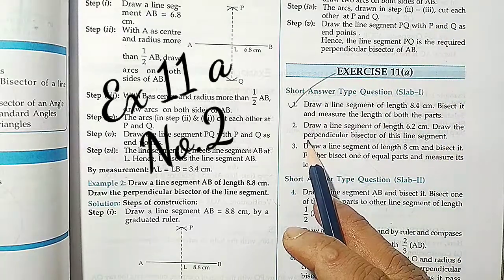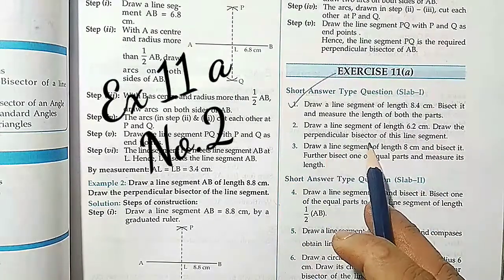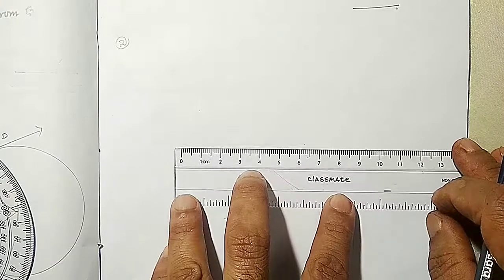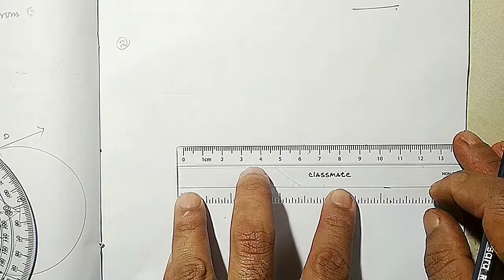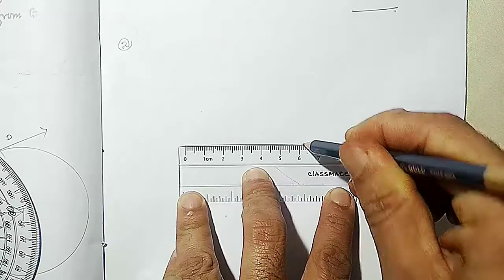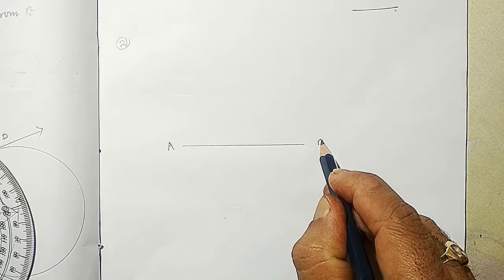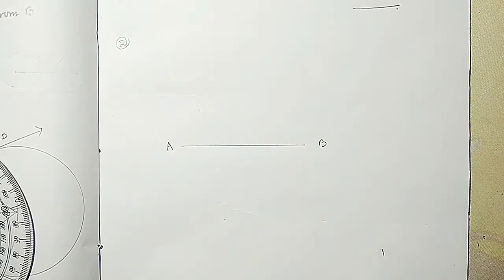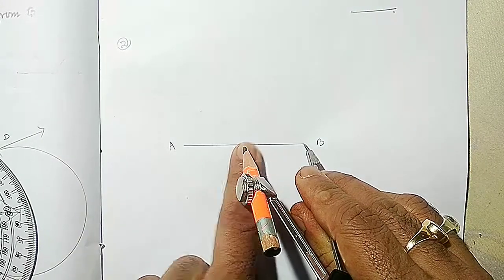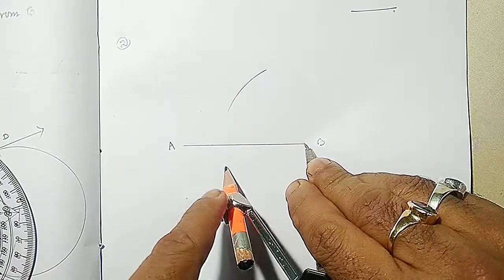In question number 2 it is given draw a line segment of length 6.2 centimeter. Draw the perpendicular bisector of this line segment. Let me show you the steps now. As given in the question, we have to draw a line segment of length 6.2 centimeter. So let me draw the line segment first. After drawing the line segment, we can name this one as A, this point as B. Now taking B as center and radius more than half of the line segment, half will be more or less here, so we have to take more than half. We have to draw two arcs, one here, other this side.